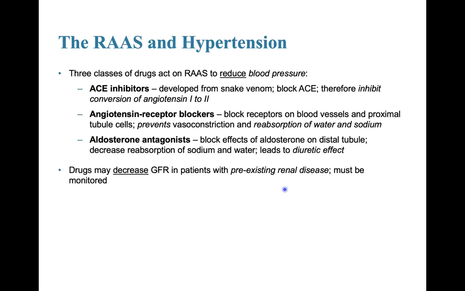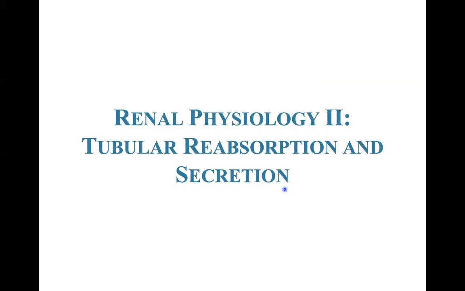Angiotensin receptor blockers will block receptors on the blood vessels and the proximal tubule cells. This prevents vasoconstriction and reabsorption of water and sodium. And then you also have your aldosterone antagonists. These block the effects of aldosterone on the distal tubule. They decrease reabsorption of sodium and water, and this leads to diuretic effects. Drugs may decrease GFR in patients with pre-existing renal diseases, and these particular patients must be monitored. And that will be it for recording number 2.